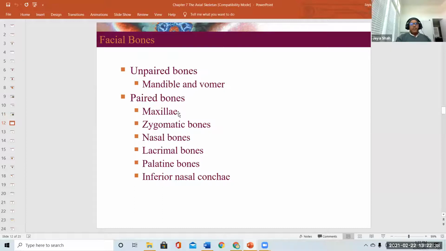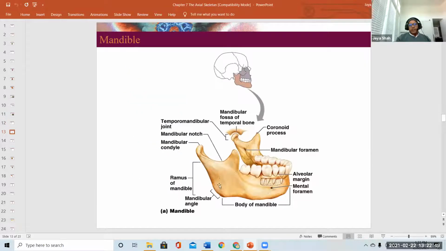Facial bones: the unpaired bones are the mandible and vomer. Paired bones are the maxilla, zygomatic bones, nasal bones, lacrimal bones, palatine bones, and inferior nasal conchae. Okay. So, mandible bones again, the mandible condyle.